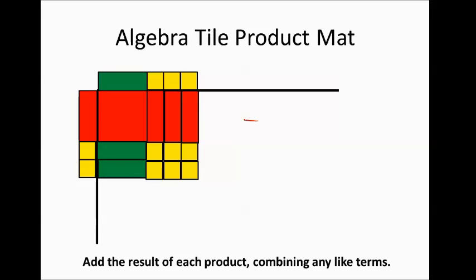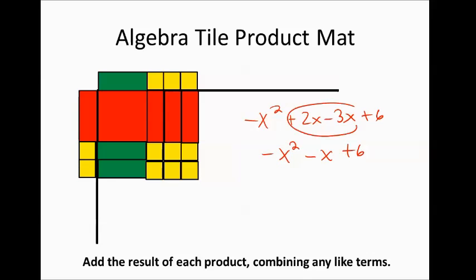Negative x squared plus, well, plus 2x minus 3x, and then plus 6. So negative x squared minus x plus 6. Remember, we have to combine those like terms.